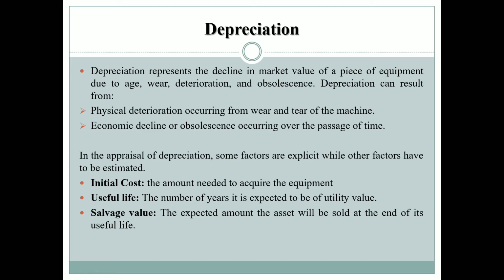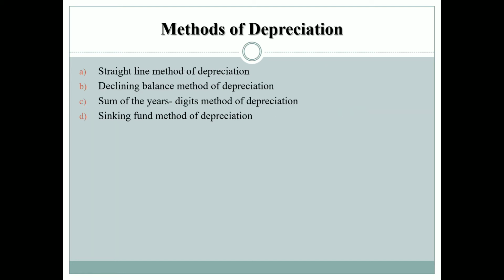So how to find out this depreciation? There are methods. There are 4 very important methods generally used to find out the depreciation rate. First one is the straight line method of depreciation. Second one is the declining balance method of depreciation. Third one is the sum of the year's digits method of depreciation. And last one is the sinking fund method of depreciation. So we'll go one by one.